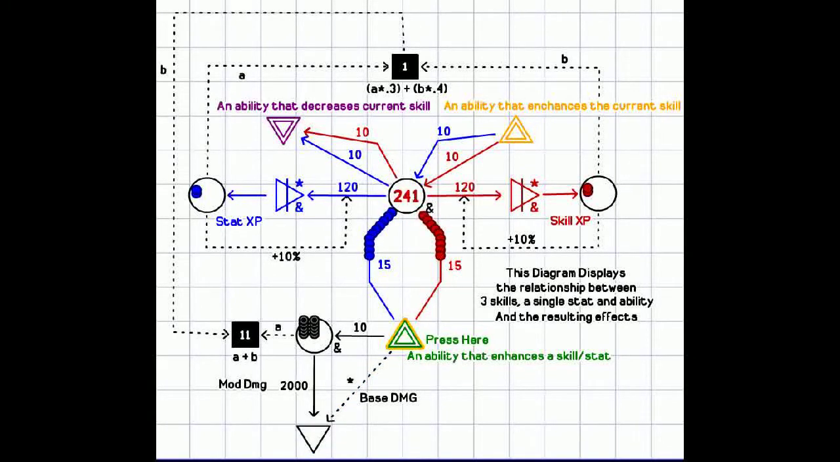As the skill and stat levels increase, it feeds into a modifier which then goes back to the ability and is used to increase the damage of that ability. You can see this by the black box that is at the top of the screen, and it feeds down to the damage modifier down below. As the player uses multiple abilities as they play, they will always be changing their skills and stats in both a positive and negative way.